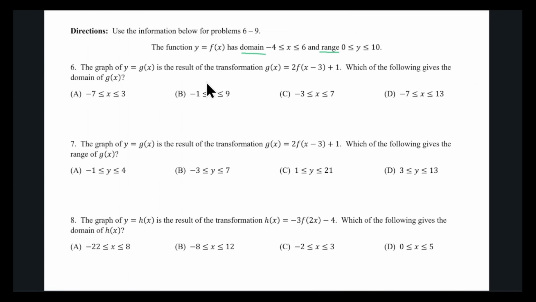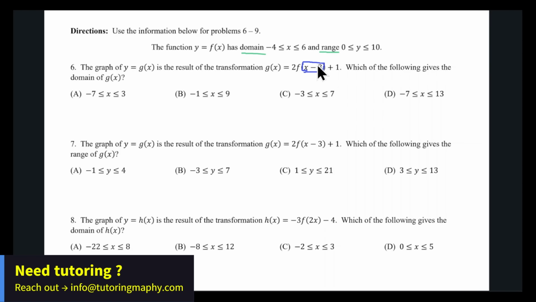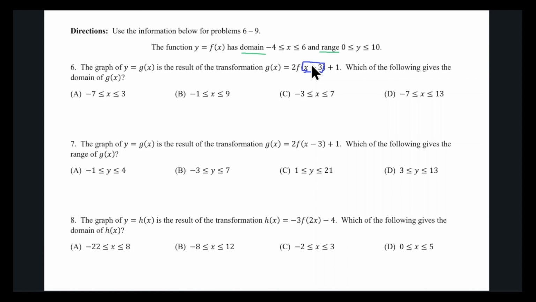Now, they're asking what is the new domain, and notice that the only transformation towards the horizontal side is provided by f of x minus 3, because this means that the function is going 3 units to the right. So all you have to do is in this domain add 3 on both the sides. So if you add negative 4 with 3 and 6 with 3, that's your answer. Negative 4 when added with 3 will become negative 1, and 6 when added with 3 will become 9. So the answer is option B.